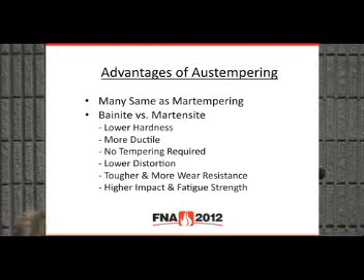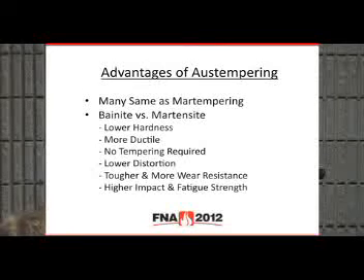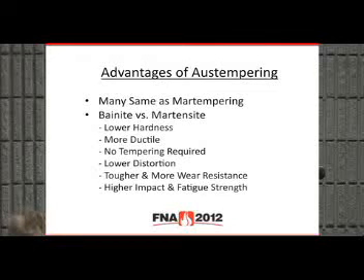The microstructure formed here is bainite, so the difference between the two processes would be the properties of bainite versus the properties of martensite. Bainite has slightly lower hardness, but it is much more ductile, and it does not require any tempering that is required after martensitic transformation. And there is lower distortion. As a result, it's tougher and more wear resistant, and it also has higher impact and fatigue strength compared to Martempered components.